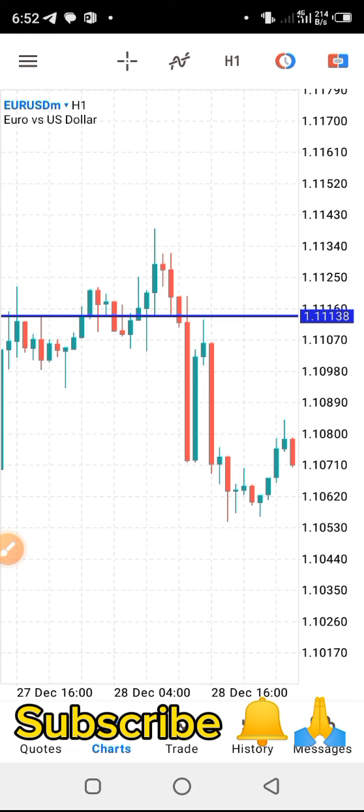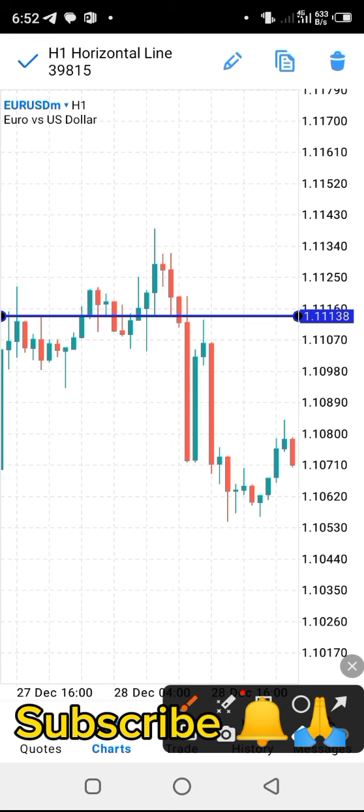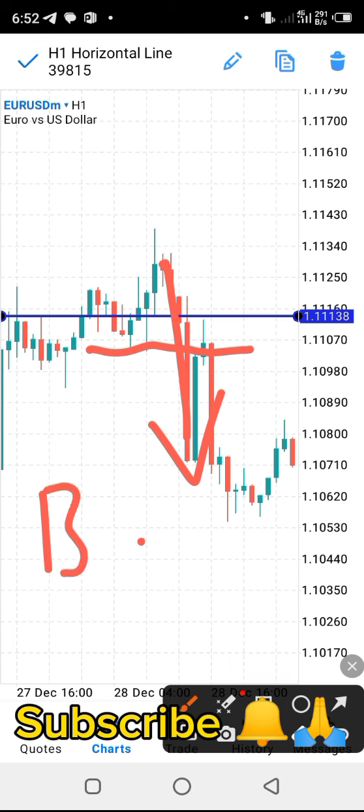Now there must be a break of structure. You can see where the last lower high formed. This is the last lower high around here. So market must come and break that lower high so that you can have your BOS, break of structure. Once the break of structure has happened, you are good to go. Just wait for price to pull back into that order block.